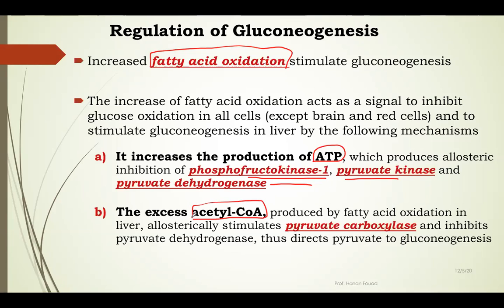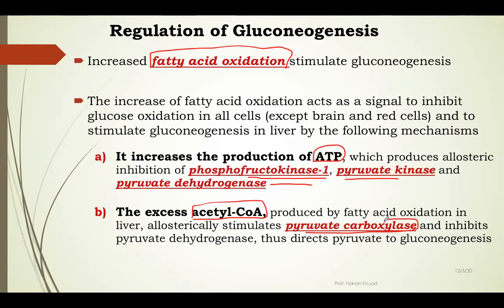Fatty acid oxidation leads to liberation of acetyl-CoA, because beta oxidation of fatty acid generates excess amount of acetyl-CoA, which is acetic acid bound to coenzyme A. Acetyl-CoA activates a key enzyme of gluconeogenesis, which is called pyruvate carboxylase enzyme. Okay? So pyruvate carboxylase is activated by excess acetyl-CoA. This means activation of gluconeogenesis.